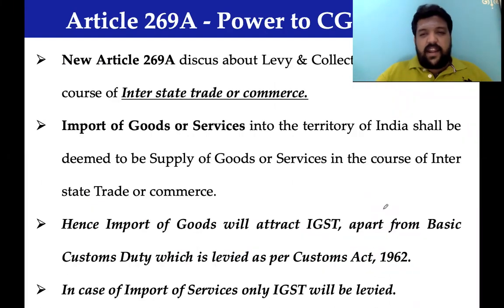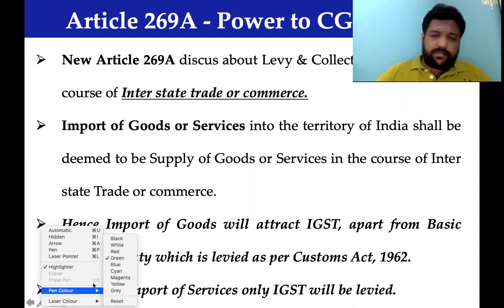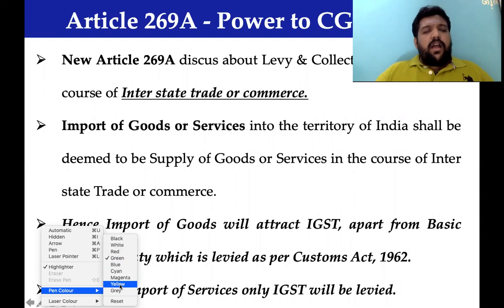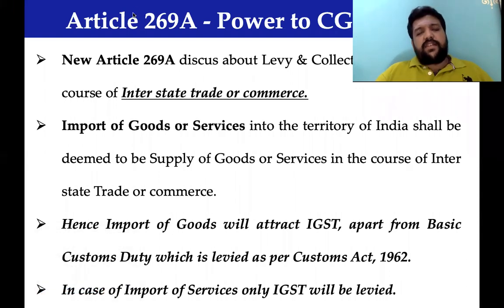That understanding is comfortable, but the point for our discussion is, yes, in case of intra-state supply, both the governments will have power to tax. In case of interstate supply, only your central government will have power to tax.